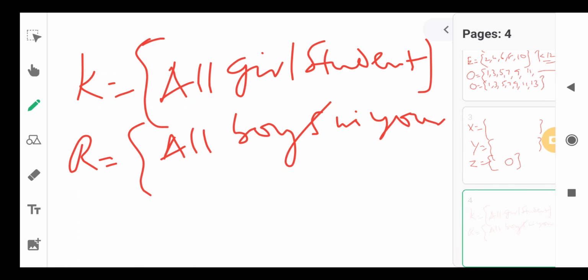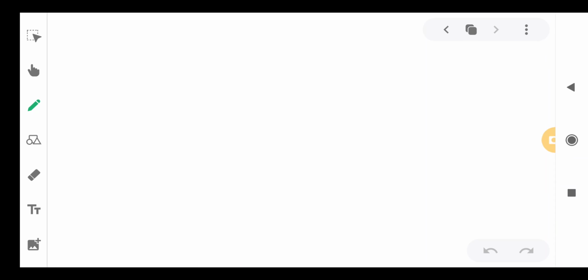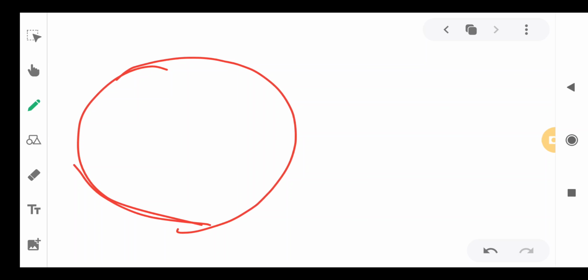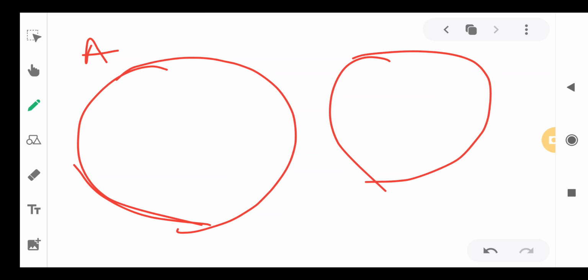Similarly, we can also denote a set like this. This is a Venn diagram, as we'll call it. This is set A, this is set B. So these are the ways of naming.